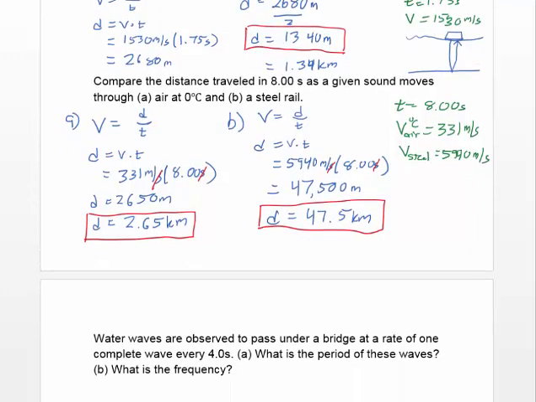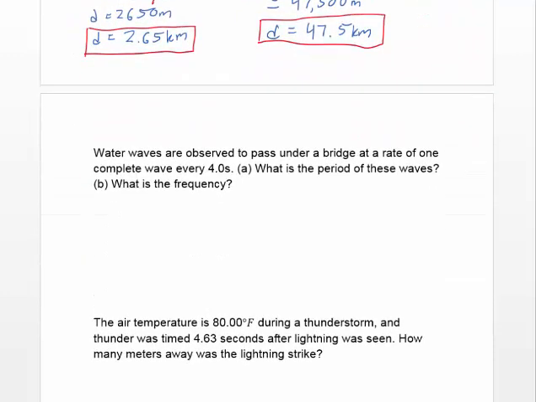Our fourth problem looks at some water waves. We're going to look at water waves that are observed to pass under a bridge at a rate of 1 complete wave under every 4 seconds. What is the period of these waves? So we know that it takes 1 complete wave every 4 seconds, so 4.0 seconds. That actually is the period. The period is actually given to us. That first part is very easy.